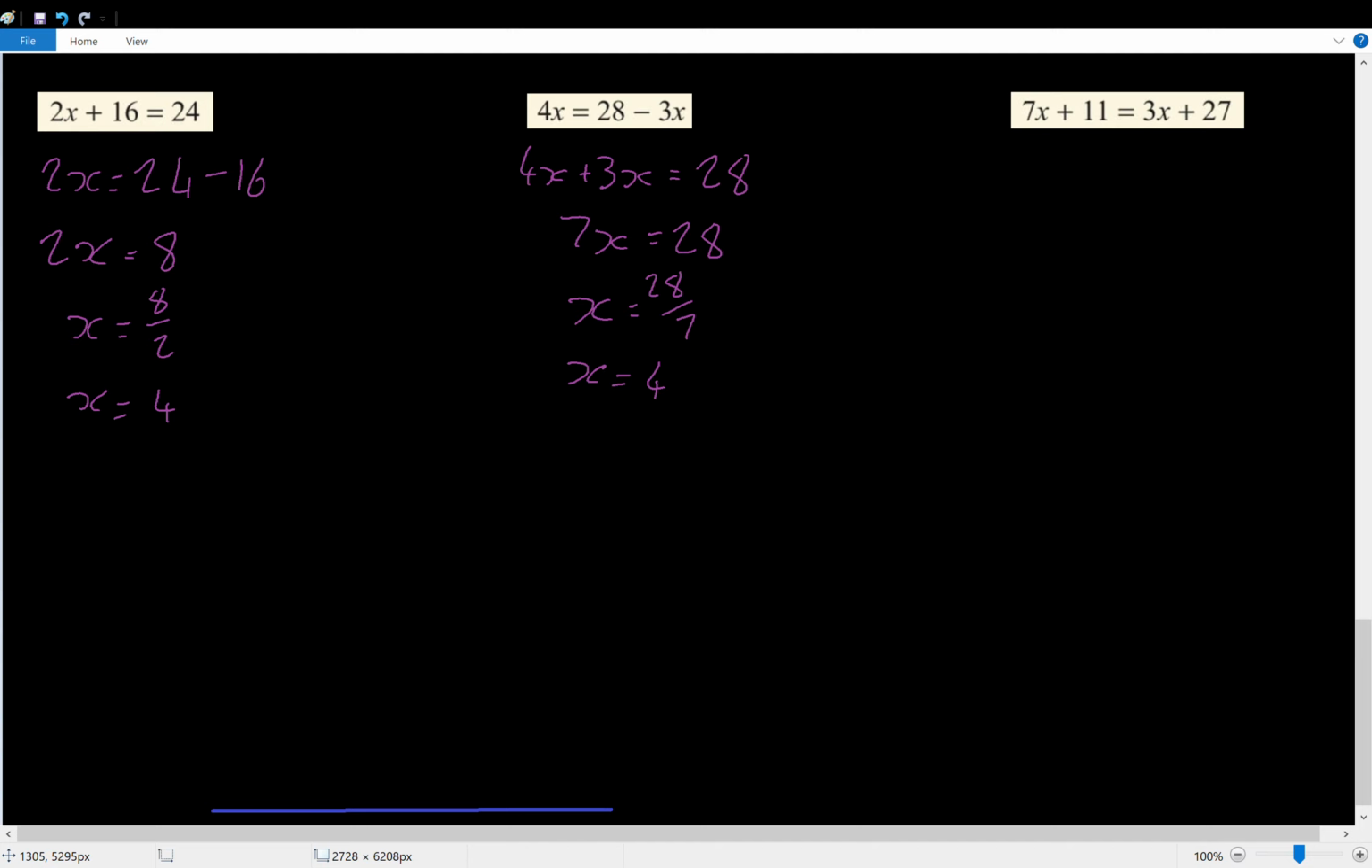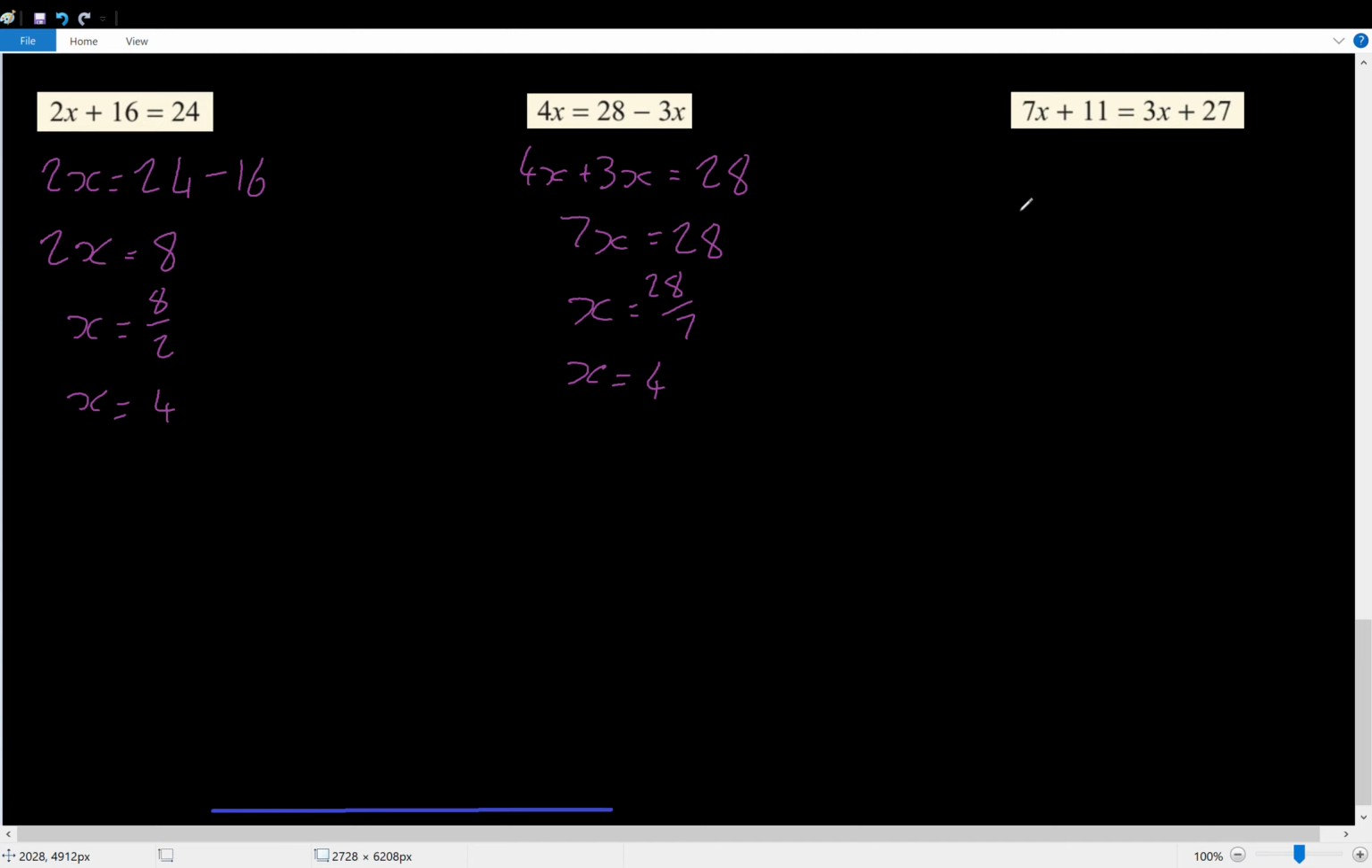Our last one, we have 7x plus 11 equals 3x plus 27. So we're going to need to move our plus 11 to the right hand side, and we're going to need to move our 3x to the left hand side. And we can do that all in one go. We don't need to go step by step. We can go step by step if it's more convenient for us, but we can do it all at once to make this a bit quicker.